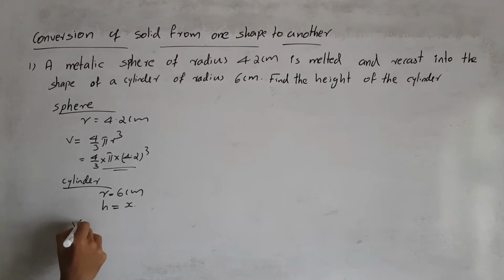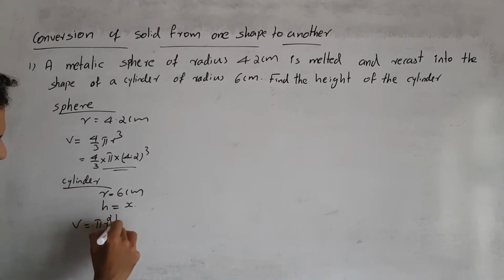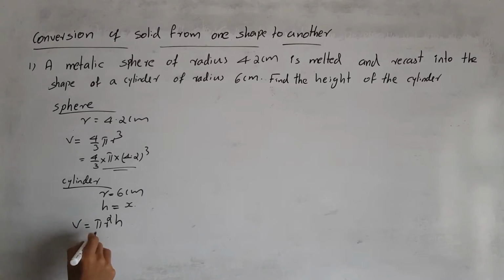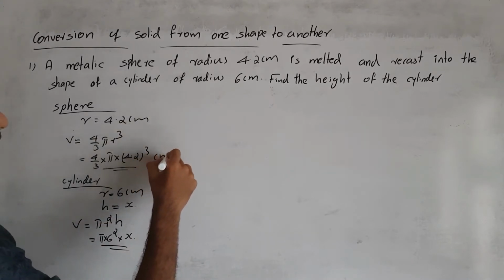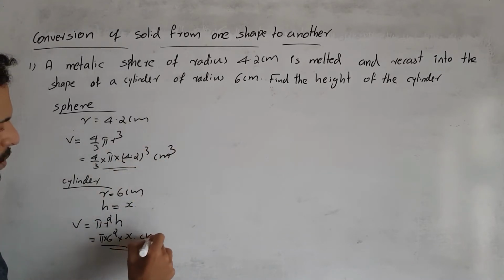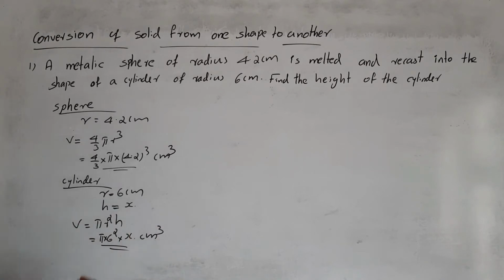Therefore the volume of cylinder is equal to pi r square h. Then we do not substitute the value of pi. Pi is pi. Then r is equal to 6 square into h. H is also x. We have not found the value of 6 square, we keep it like this. Then the volume of this is in cubic centimeter and this also is cubic centimeter.